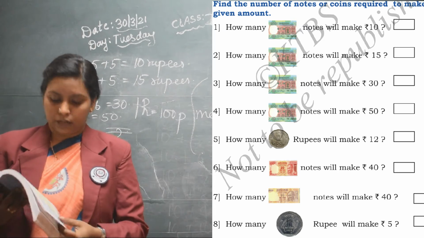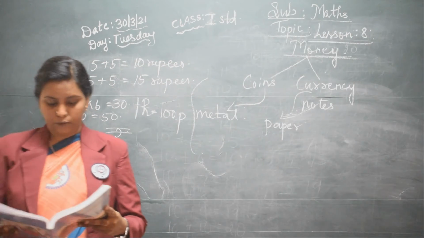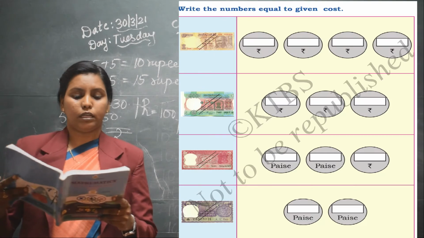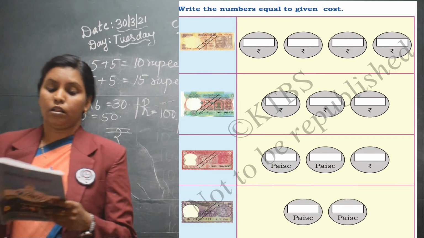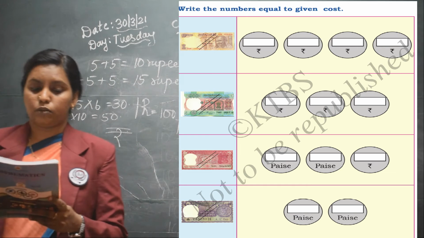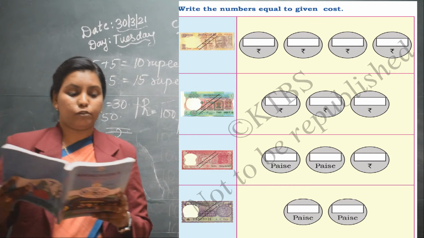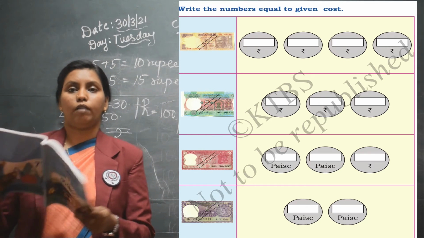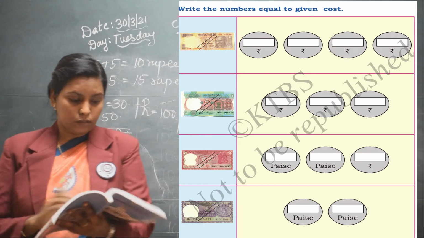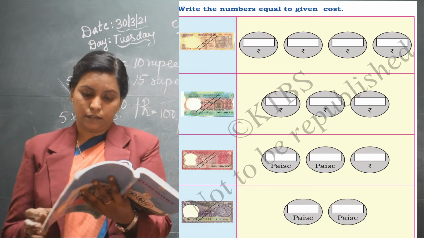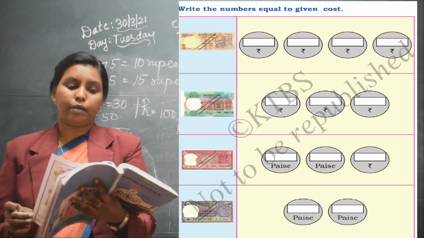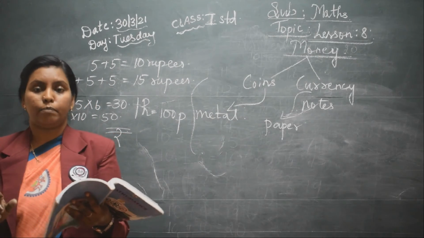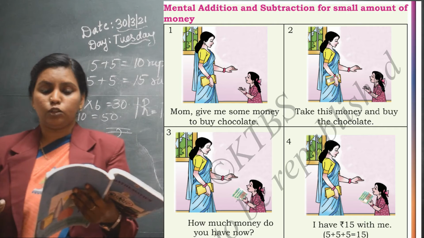Okay children, turn to page 124. There also an activity is being given. Write the numbers equal to given cost. So the value of the currency notes they have shown there, you have to add it to make it as the given value. Okay. So this also you all have to do it. Then on page 165, mental addition and subtraction for small amounts of money. For example, they have given here through the pictures.